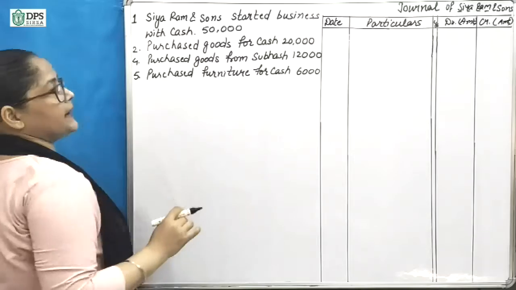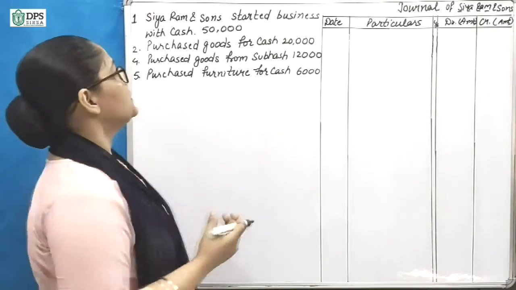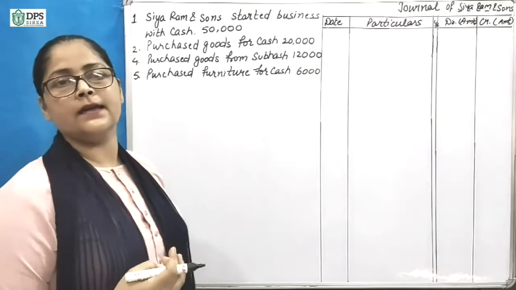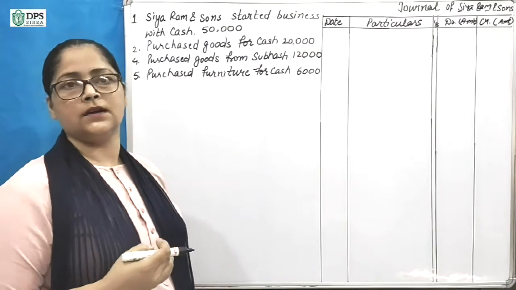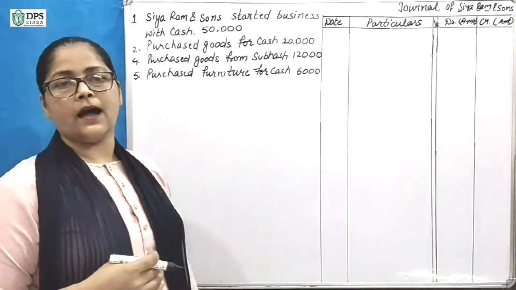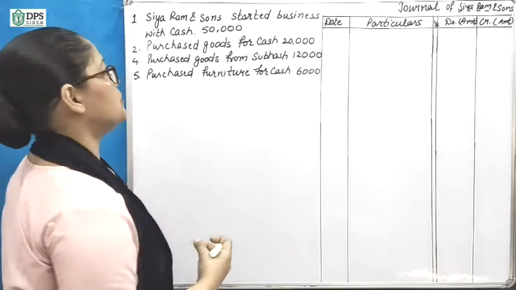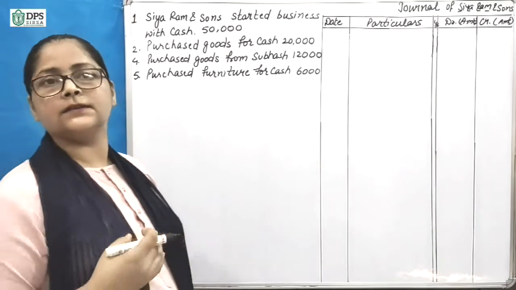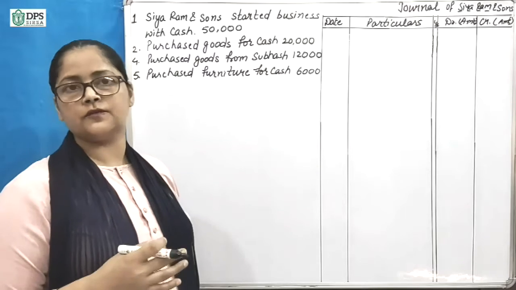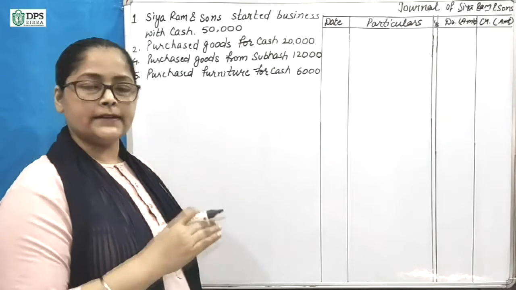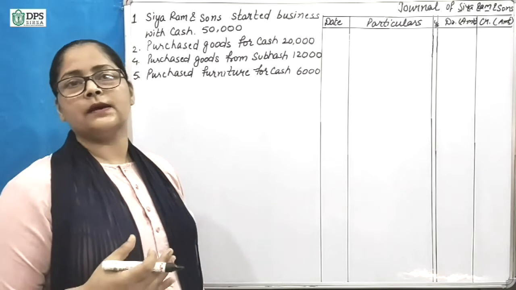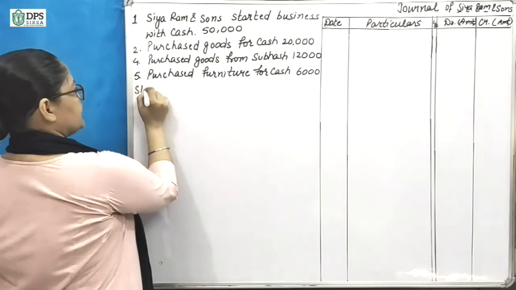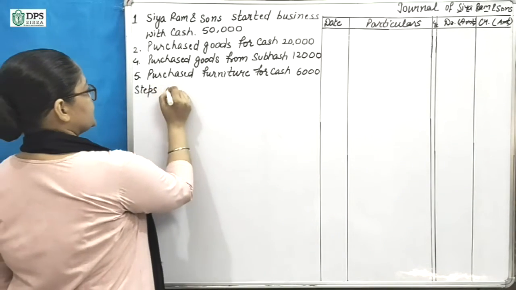So, we will start the question now. First of all, we will take the entry and we will read the transaction. Then we will identify the accounts that are affected. Next, we will identify the nature of the accounts that are affected, and then we will apply the rules. I have told you about the steps of journalizing in the last lesson.